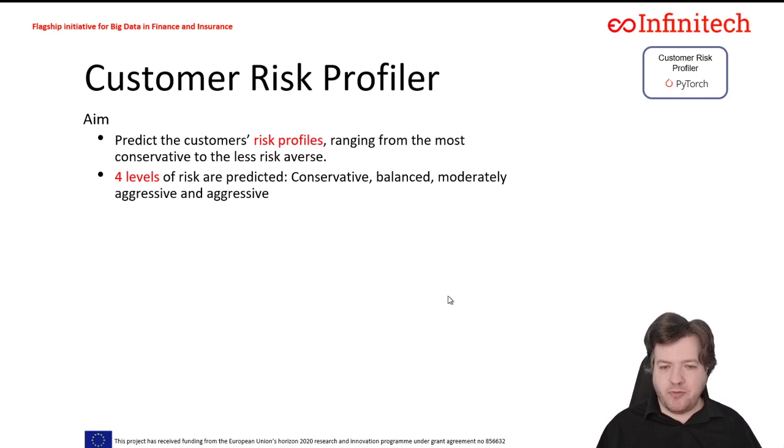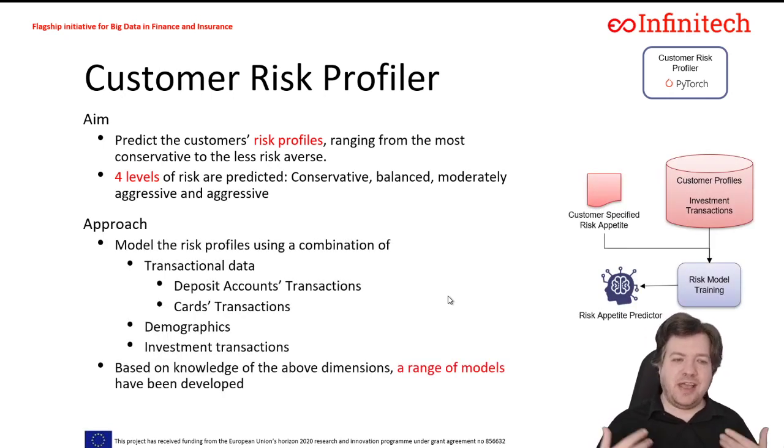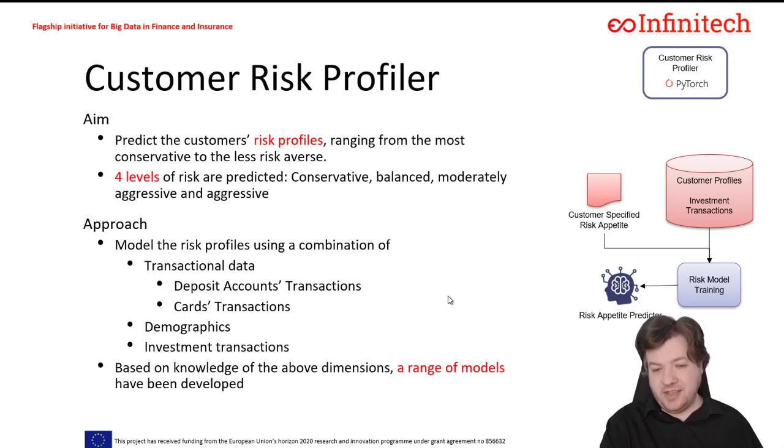The customer risk profiler aims to provide an automatic prediction of that based on the customer's past history. In particular, we're leveraging information about their past transactional data, so deposit account transactions and credit card transactions. We maybe have information about their demographics, and also, if they've invested in the past, we have that information as well. During period 1, a number of models were developed to automatically categorize the customer into different risk categories, from conservative to aggressive.